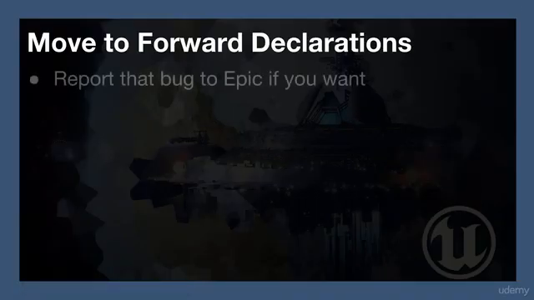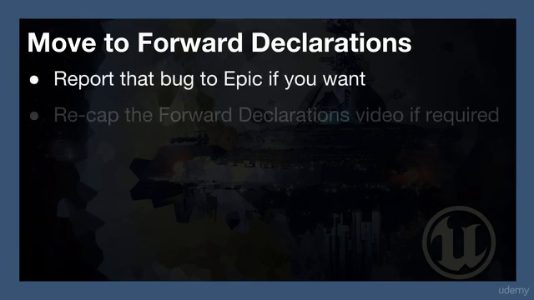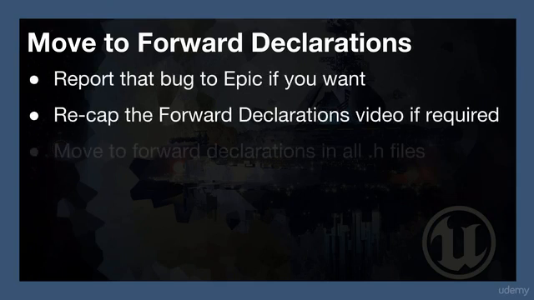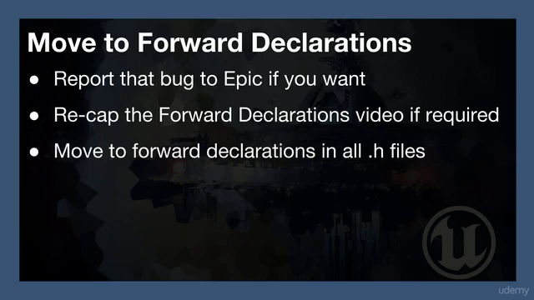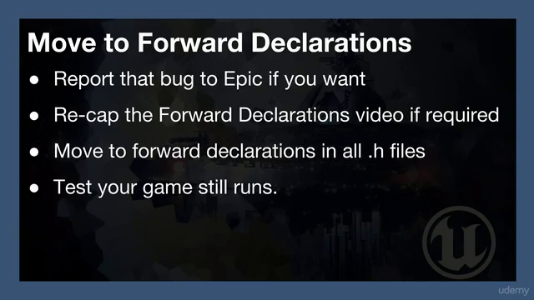Move to forward declarations. Firstly, report that bug to Epic if you wish. Recap the forward declarations video if you need to. Then move to forward declarations in all the header files, making sure you really understood that content. And then test your game still runs. So go ahead, pause the video, and let's move to forward declarations and generally have a look over our code right now.